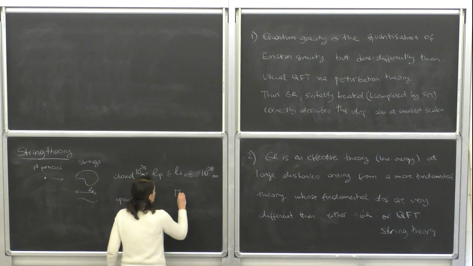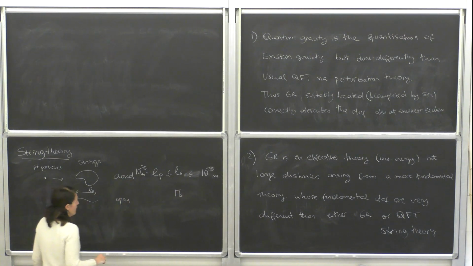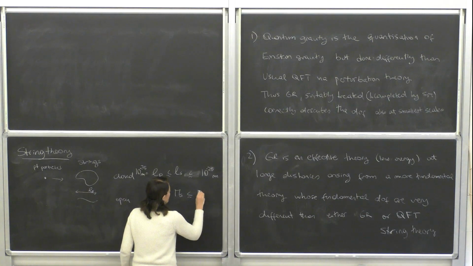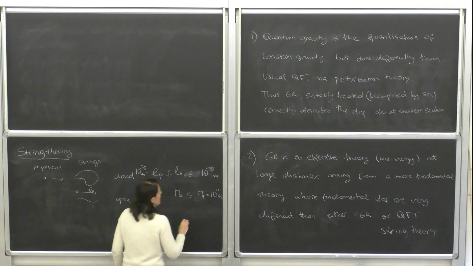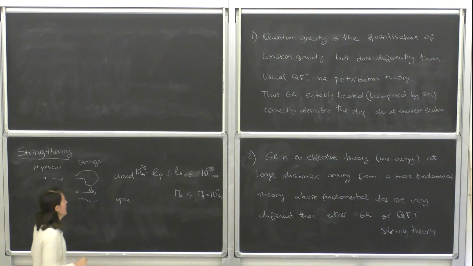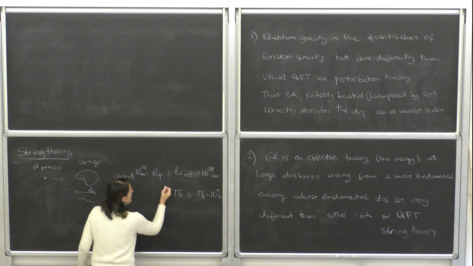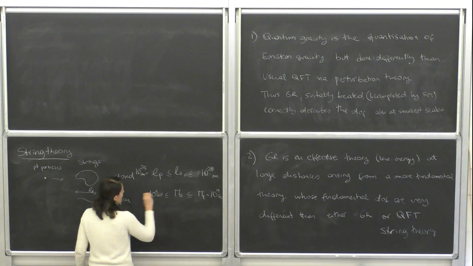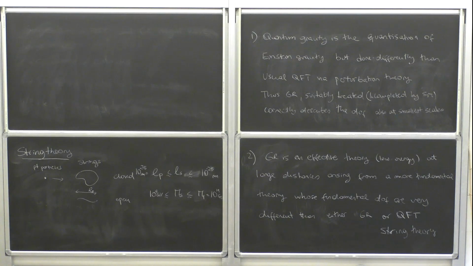And M string, which is the inverse, is smaller or equal than M Planck, which is 10 to the 19 GeV. So here I put 10 orders of magnitude, so 10 to the 9 GeV. I think that's safe.